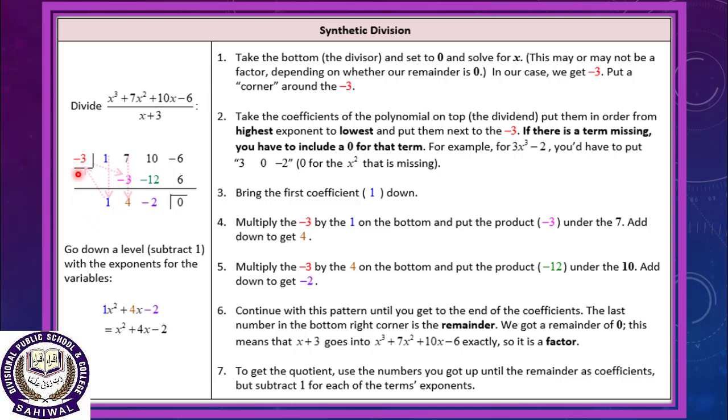4 when multiplied with minus 3, we get minus 12, which when added in 10, we get minus 2. This minus 2 when multiplied with minus 3, we get a positive 6, which when added in a negative 6, we get 0. This remainder equal to 0 means minus 3 is a factor of the given polynomial, or we can say that this divisor divides the polynomial exactly.